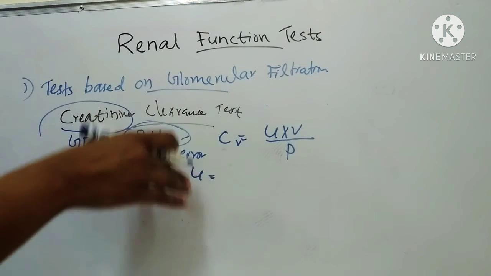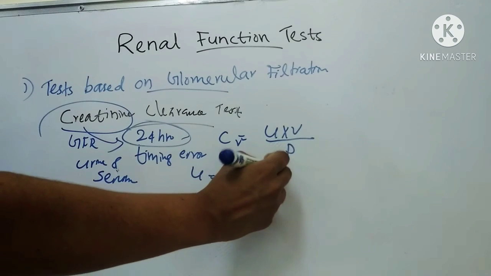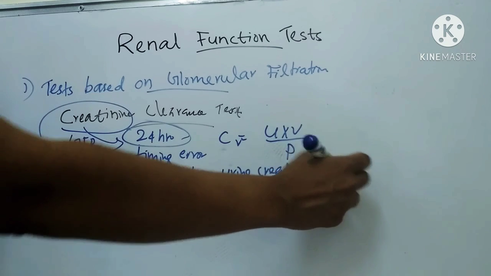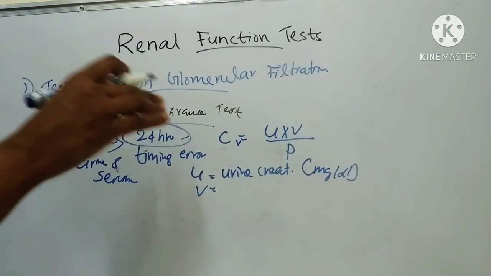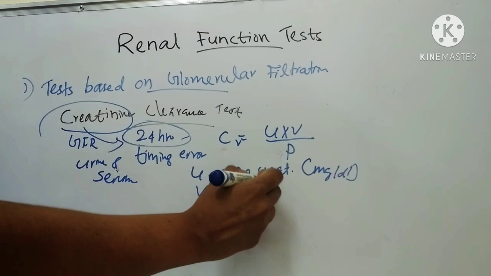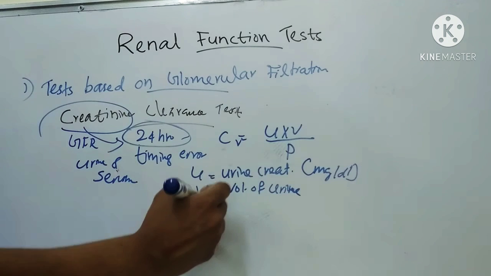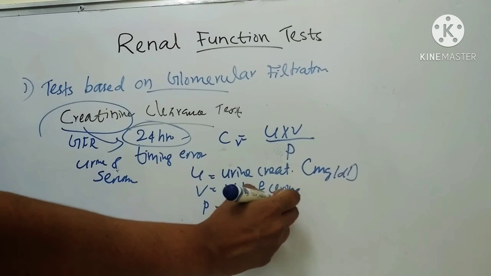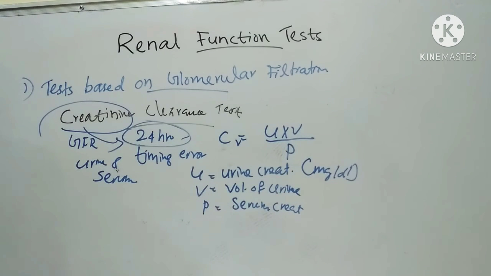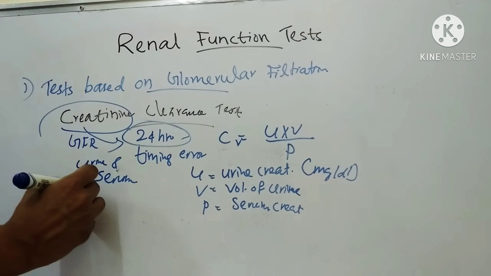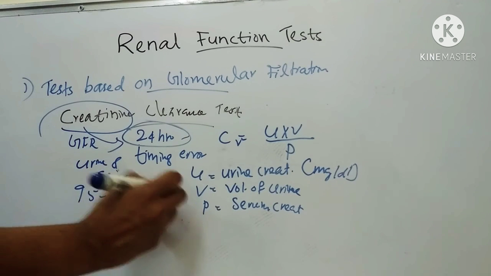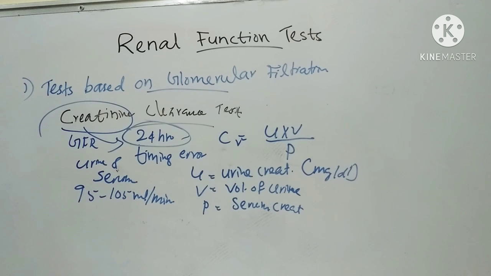U means urine creatinine in mg per dl. V is the volume of urine in ml per minute. P means serum creatinine in mg per dl. Then normal values for creatinine clearance vary from 95 to 105 ml per minute. This is the normal value for creatinine clearance.